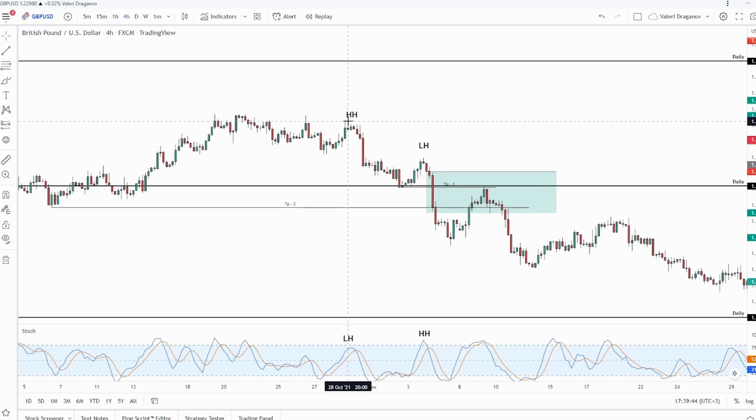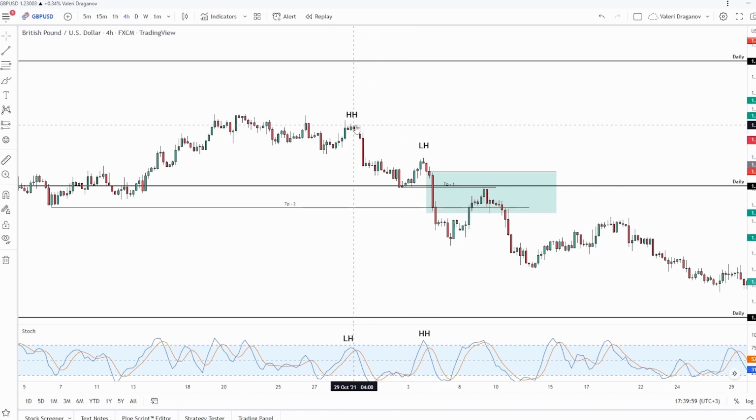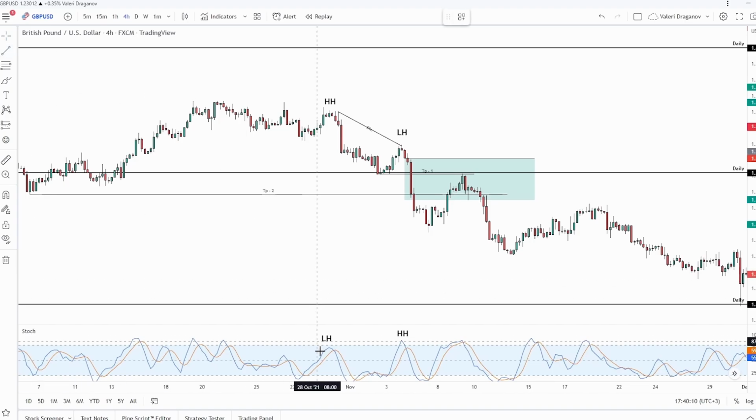So again, we have an impulse wave and a correction. So we are applying Fibonacci. We see where the correction ends. In this case, we don't comply with Fibonacci. So we're looking that we have a higher high. Let me connect them. And a lower high. We're going to name it divergence. But on the stochastic, we have a lower high and a higher high. That tells us that in this correction, at this moment, the price is overbought. And maybe a new impulse wave is coming.